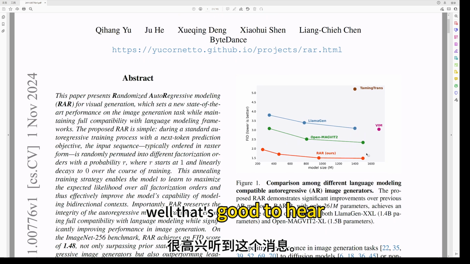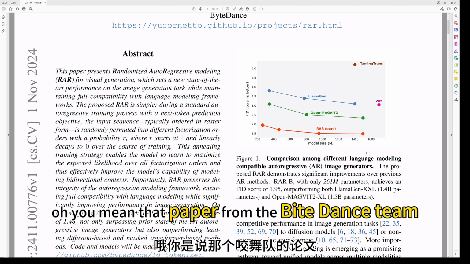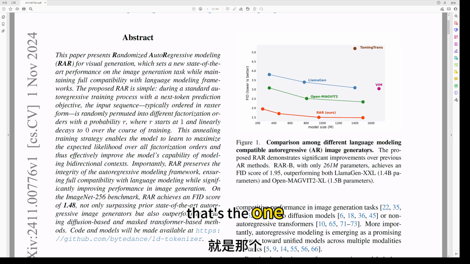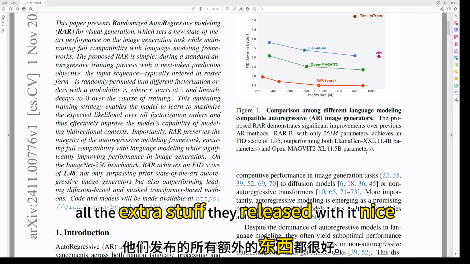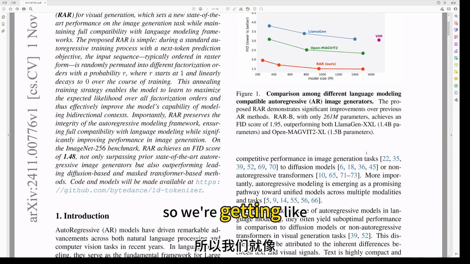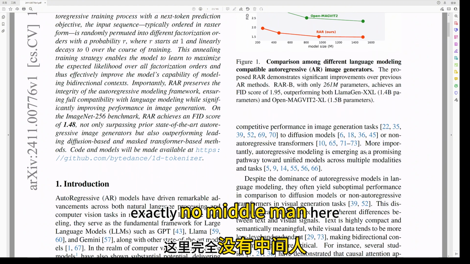Well, that's good to hear. Yeah. And what's really cool is we're sticking straight to the source. Oh, you mean that paper from the ByteDance team? Yep, that's the one. We're going right to the research paper and even digging into all the extra stuff they released with it. Nice. So we're getting the cutting-edge info straight from the source. Exactly. No middleman here. Love that.